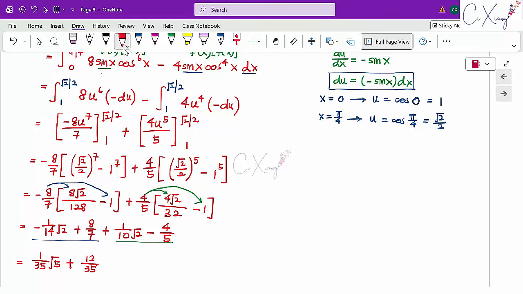Okay, I think I made a careless mistake here, right? The value inside the surd should be a 2, not a 5. Okay, then after that, me personally, I don't like the 35 as a fraction. So for me, maybe I want to take out the 35. Okay, then simplify, you'll be having 2 plus 12. Okay, so this is my final answer for this particular integration.